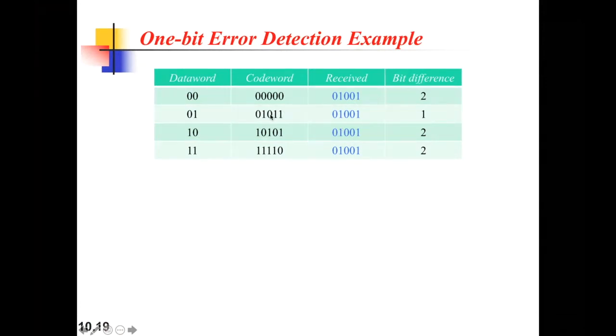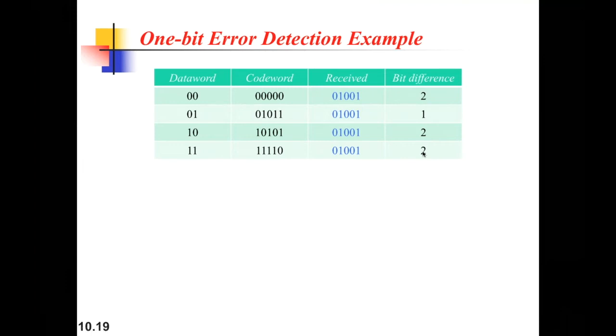When you compare it with the second code word, how many bits are changed? How many bits are error? Yes, Salman. First is same, second is same, third is same, fourth is changed, fifth is same. So 1 bit difference only. When you compare it with the third one, 2 bits are changed. When you compare it with the last one, 2 bits are changed.